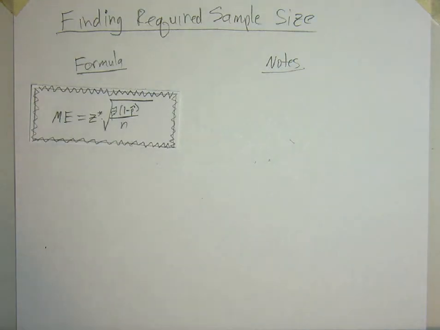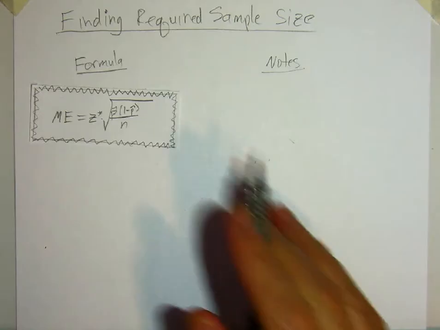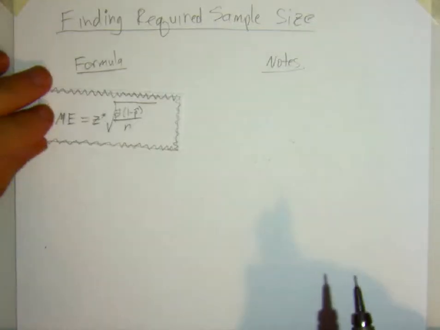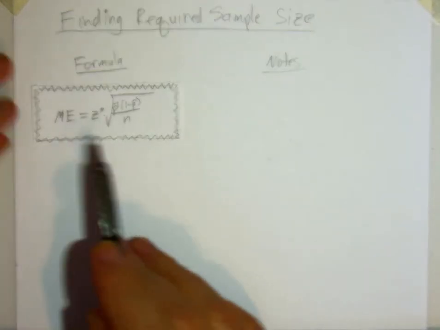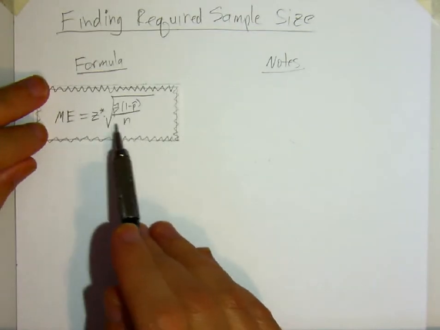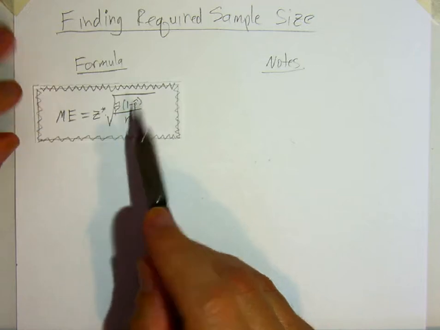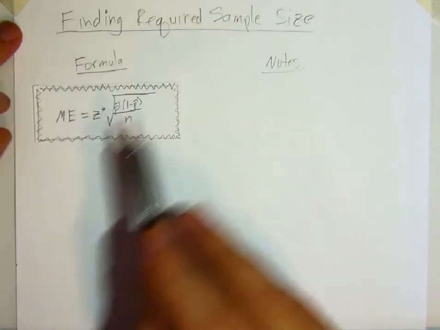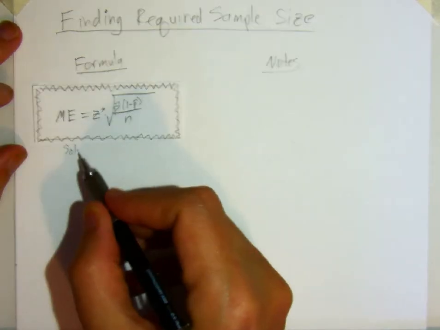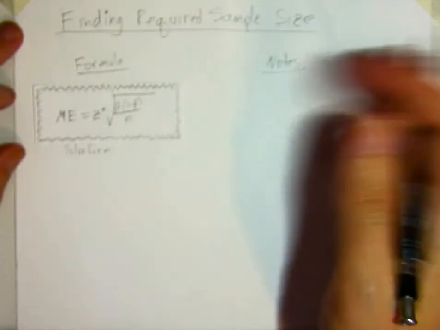So you have a situation in a statistics class where you need to find the required sample size for a confidence interval. So what you do is you start with the formula for the margin of error, which is z star times the standard error, which is the square root of p hat (1 minus p hat) all over n. Now, finding required sample size means you're solving this formula for n. So you can do this in just a few steps algebraically.